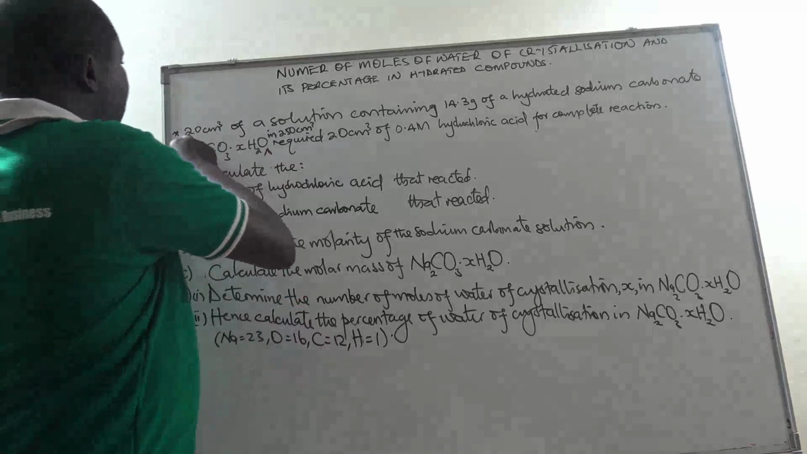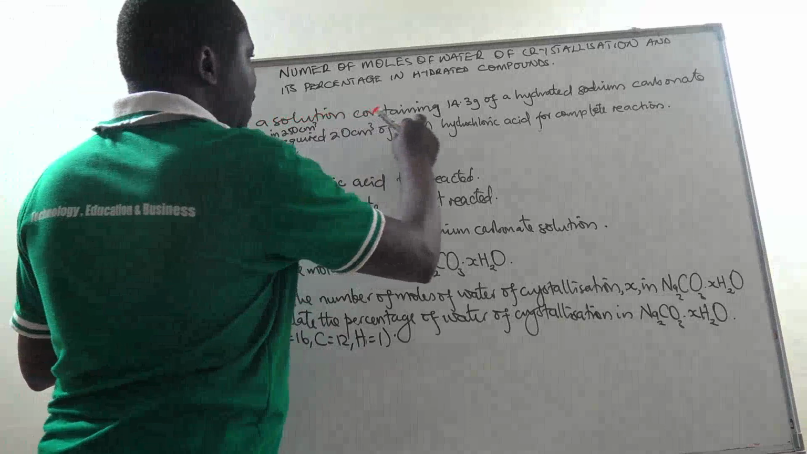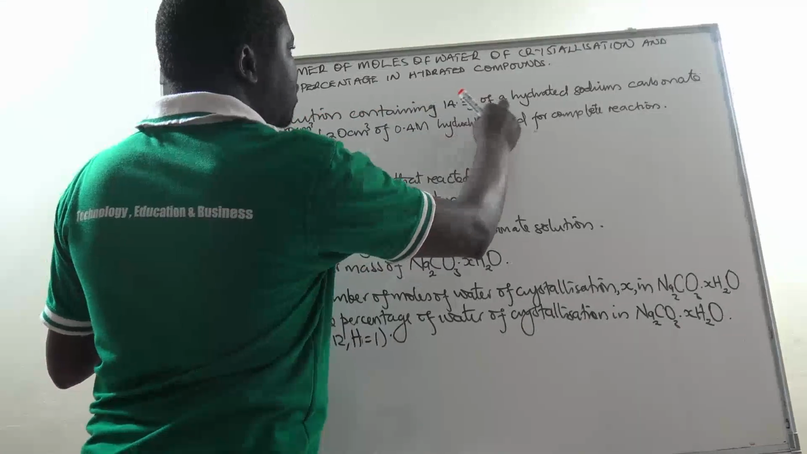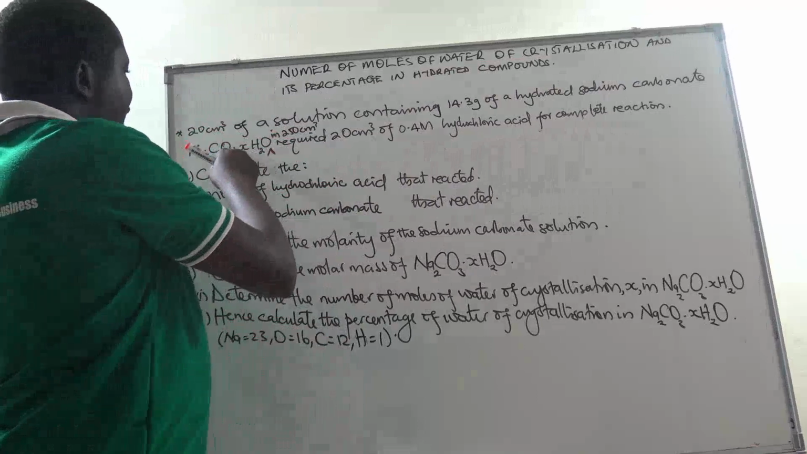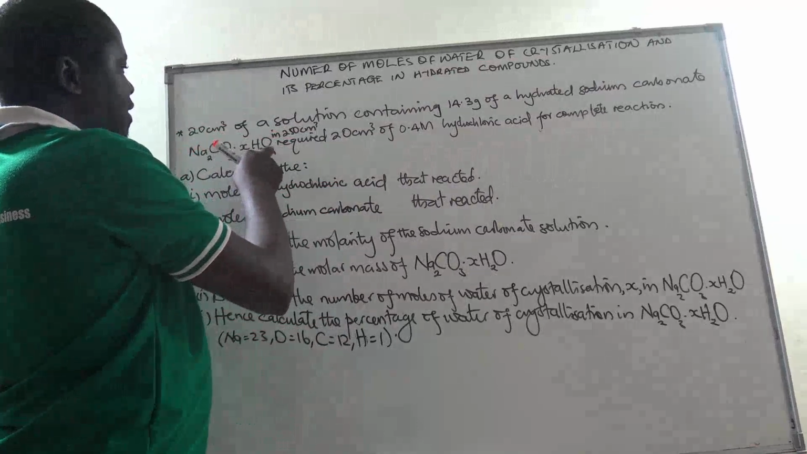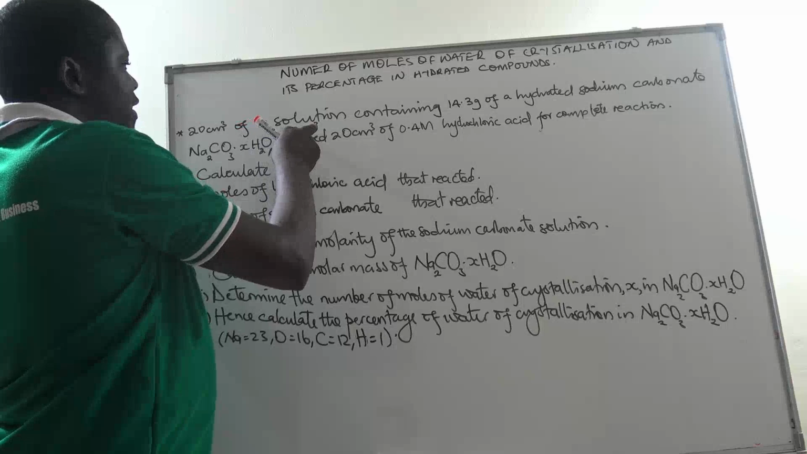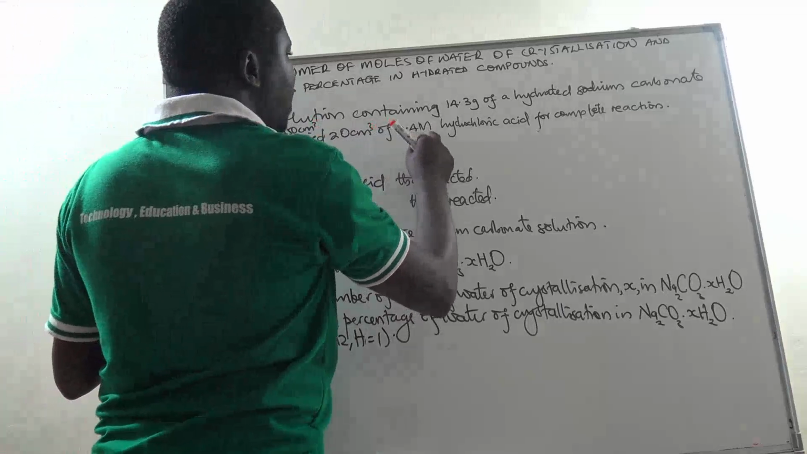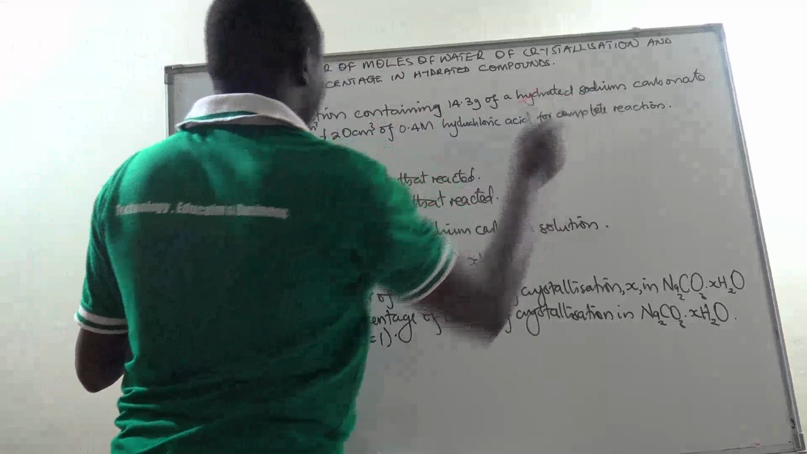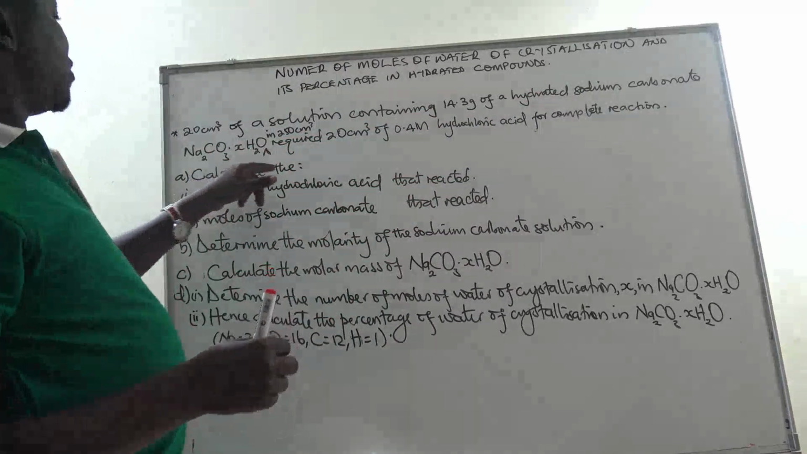So we have been given that 20 cubic centimeters of a solution containing 14.3 grams of hydrated sodium carbonate, here, with X moles of water of crystallization, as you can see, in 250 cubic centimeters, required 20 cubic centimeters of 0.4 capital M hydrochloric acid for complete reaction. So the questions are here.